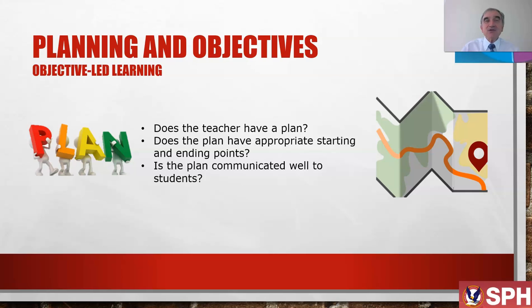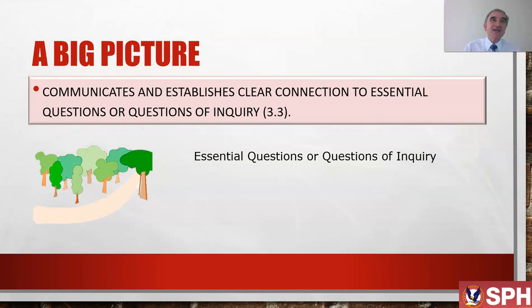Is the plan communicated well to the students? Are they given a roadmap? Do they know what's expected of them? These are the ideas that we're looking at. Now, if you look at your teacher observation instrument, you'll see in this domain, the first element is actually very closely related to the first domain.